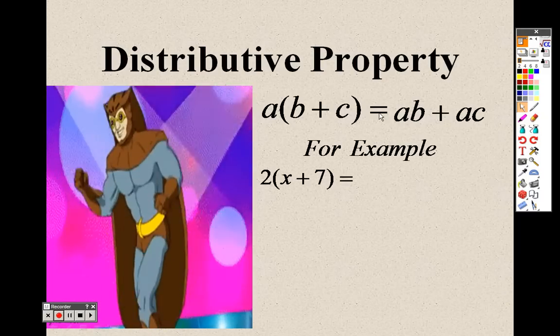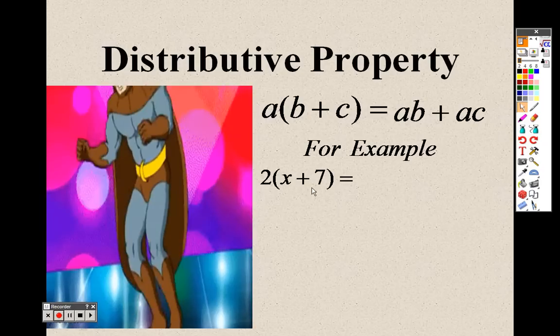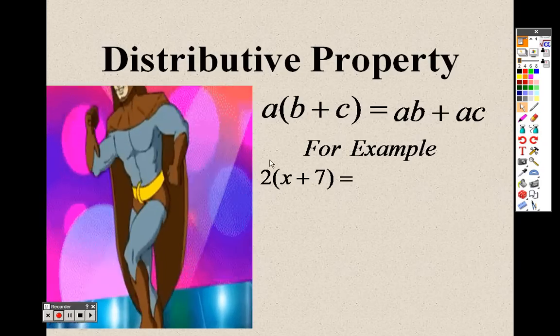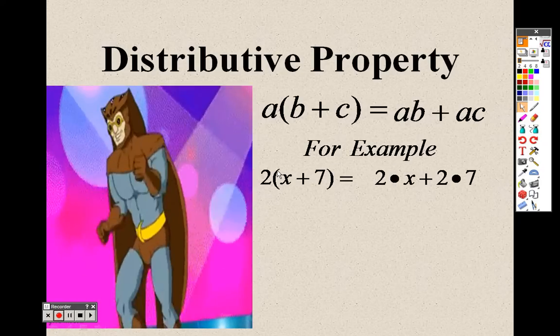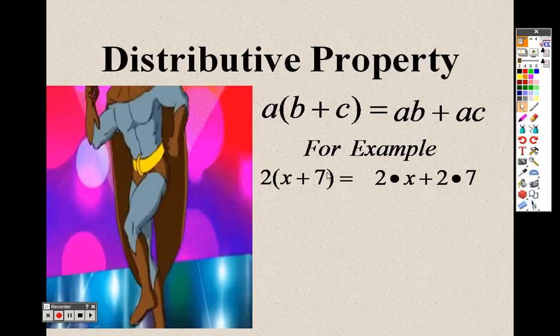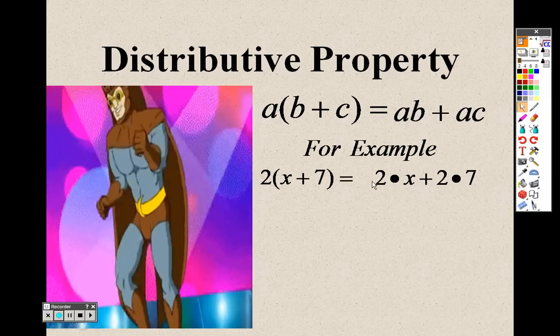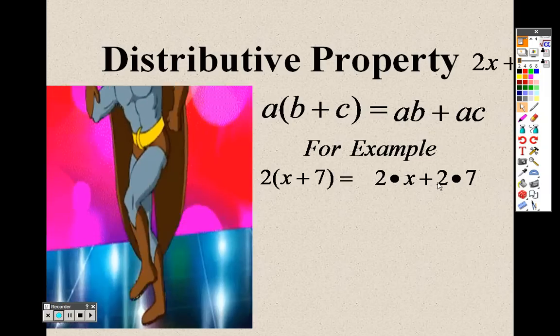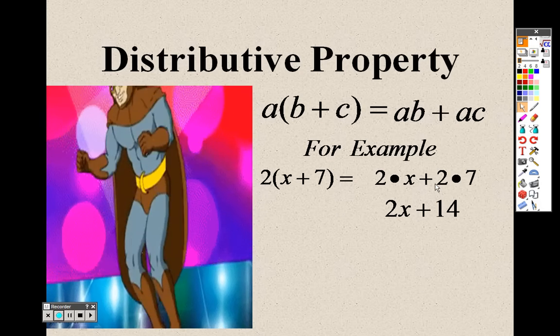So for example, if I had 2 times the quantity of x plus 7, I would do 2 times x, and I would do 2 times the 7. So 2 times x is 2x, 2 times 7 is 14, so you get 2x plus 14.